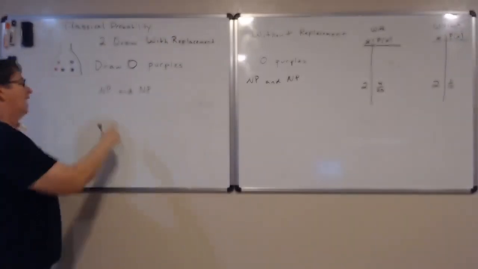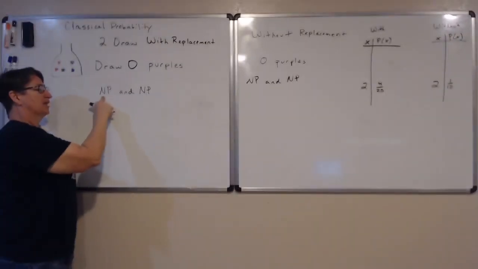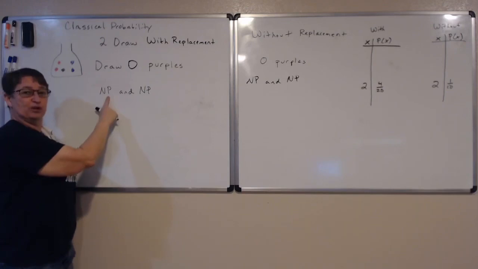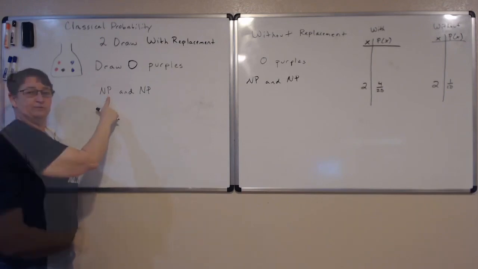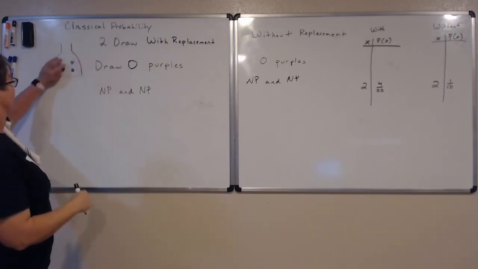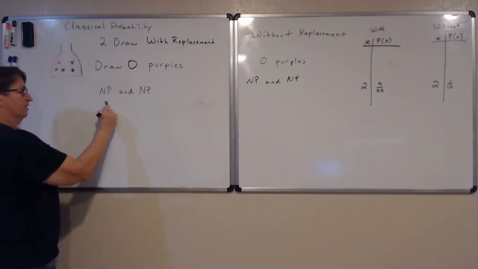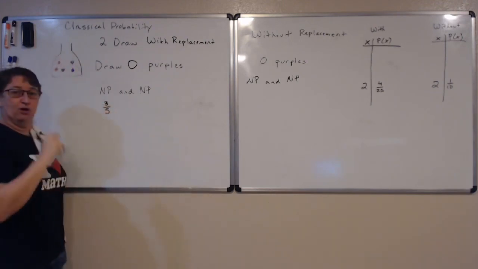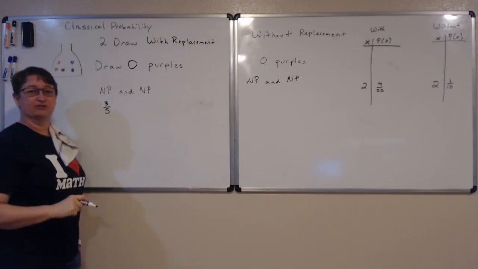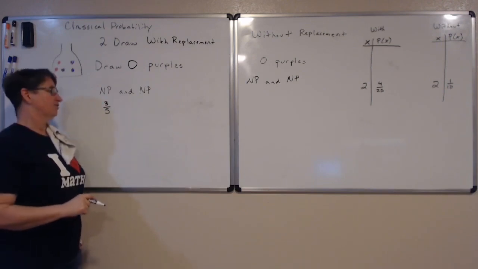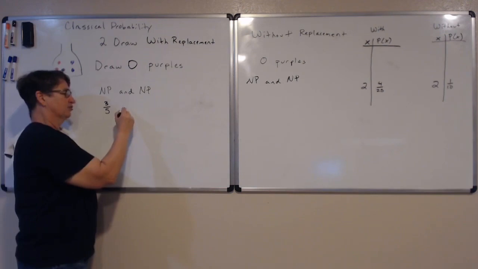So now I want to know what's the probability that I don't get a purple on that first one. So, you know, there's 3 out of a total of 5. So my probability is 3/5. And it tells me to multiply.